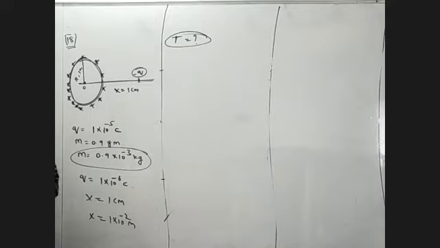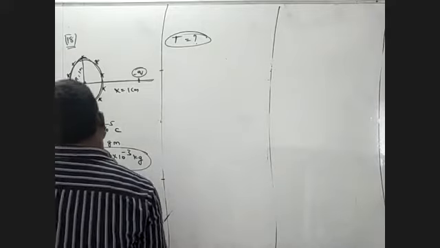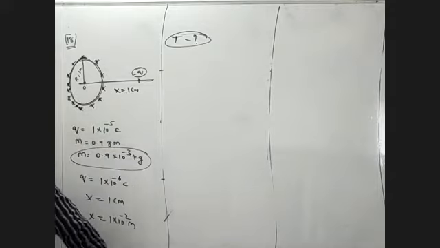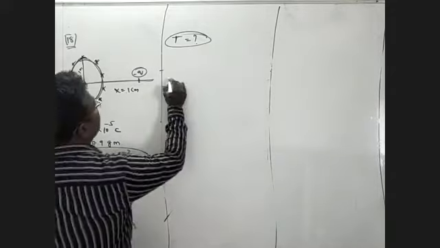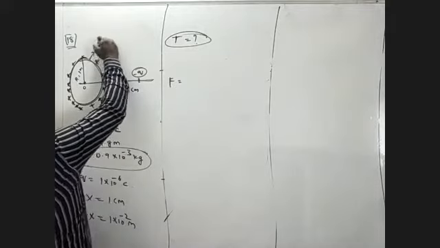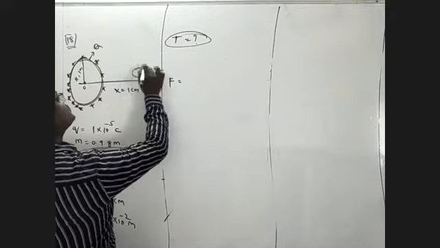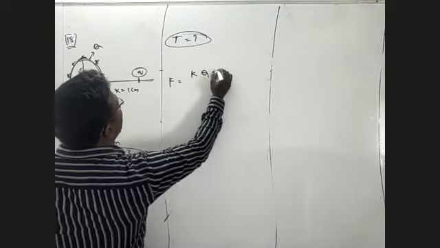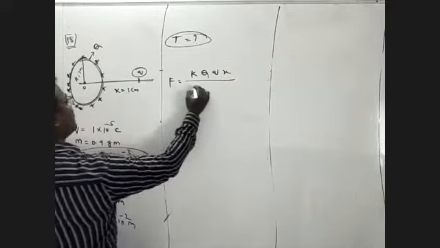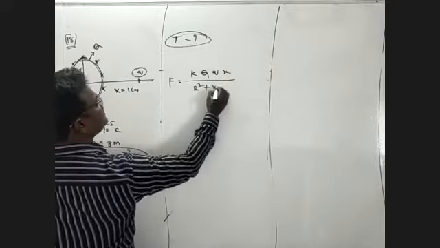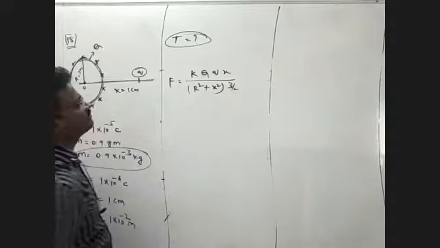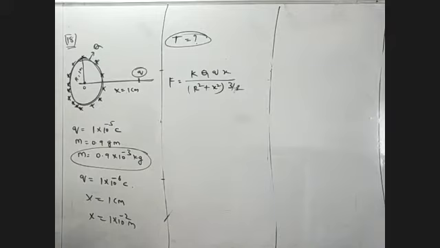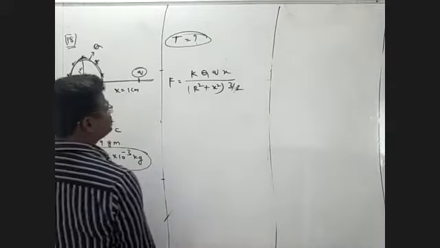Now, what is the general formula for this one? This is what we are going to find out. This is the positive charge and this is the negative charge. The force F is equal to K capital Q small q x by the quantity R square plus x square, whole power of 3 by 2. This is the general formula.